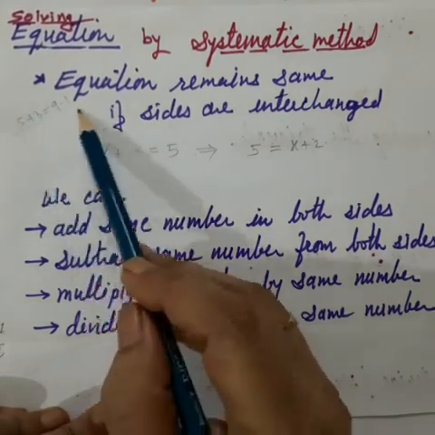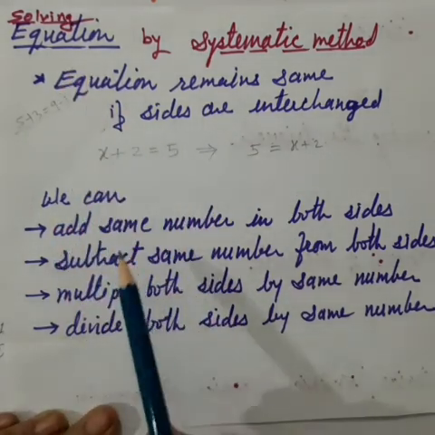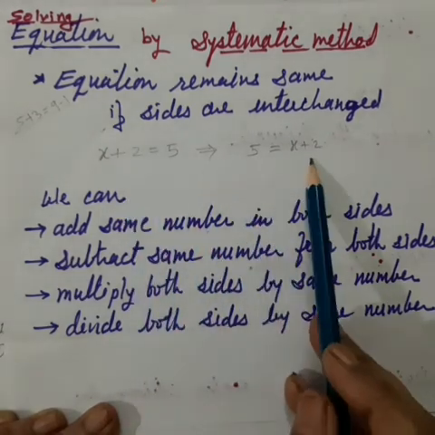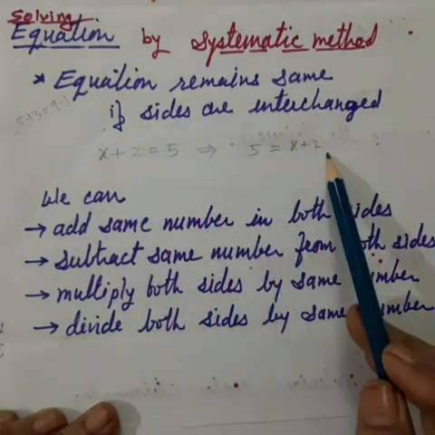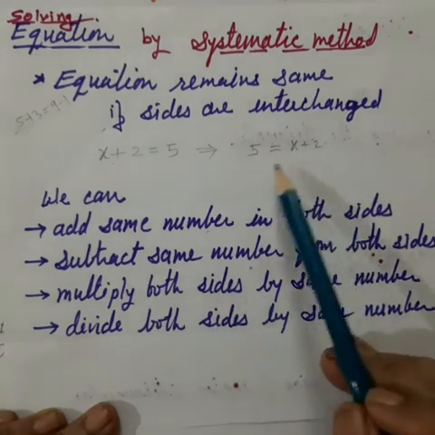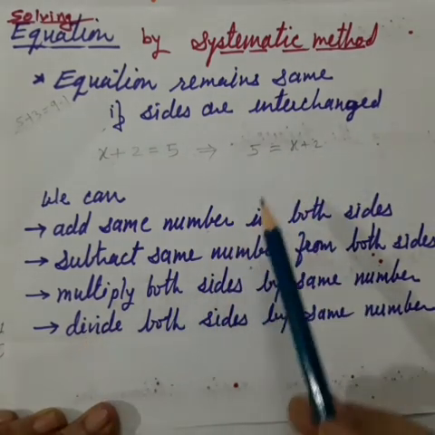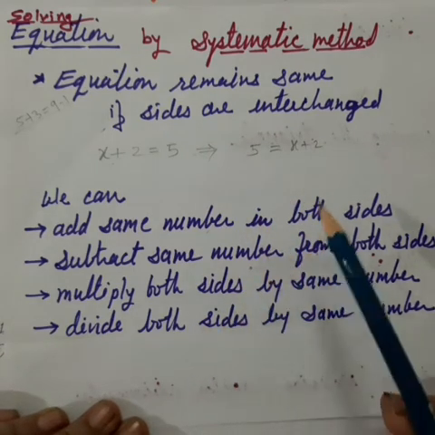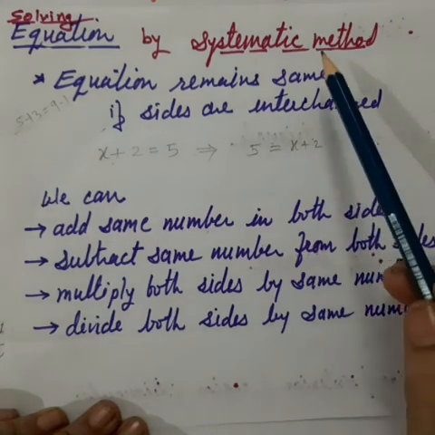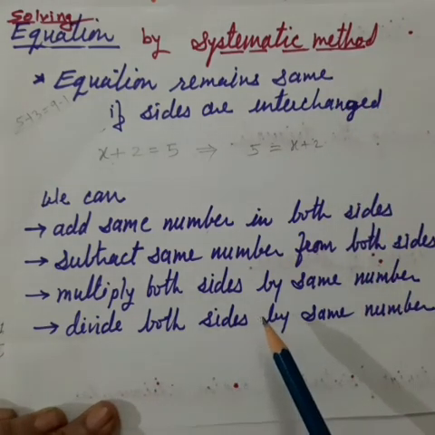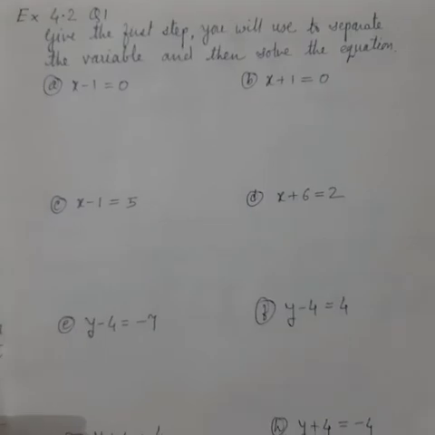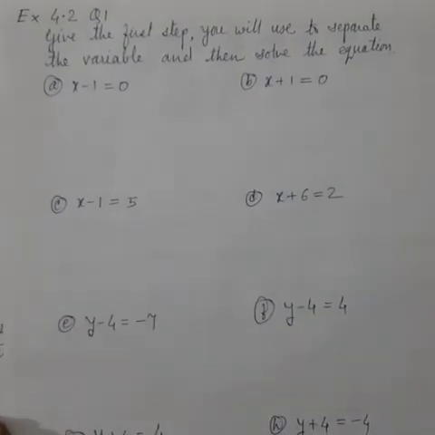There was no variable in an equality. In an equation also, while solving, we can add the same number to both sides. We can subtract the same number from both sides. We can multiply both sides by the same number, or we can divide both sides by the same number. So these principles are used for solving the equation by the systematic method. And one by one the variable is separated from other numbers. Let us see how to solve equations by the systematic method in exercise 4.2.